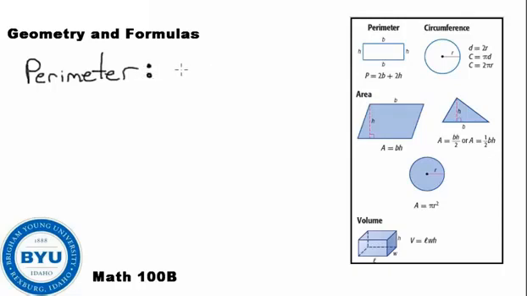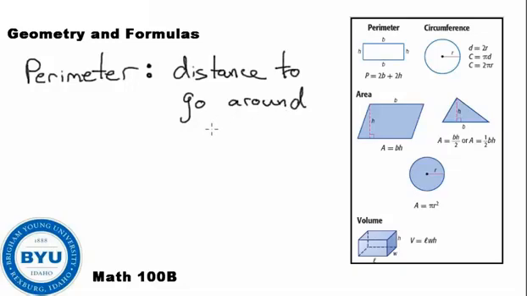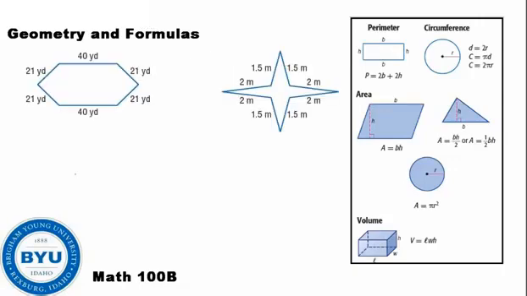So perimeter is the distance it takes to go around an object. And that's the outside distance. So here's a couple examples. So here are two examples, and if I ask you to find the perimeter of these objects, perimeter again is just the distance all the way around.